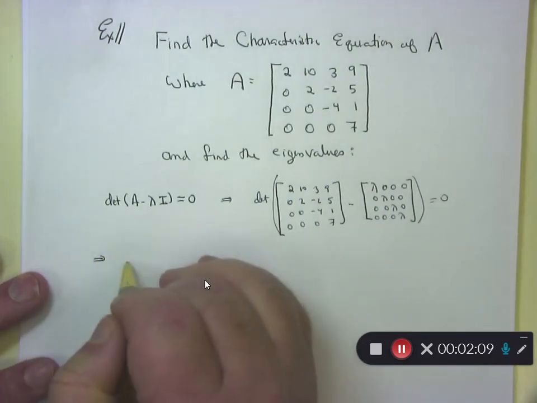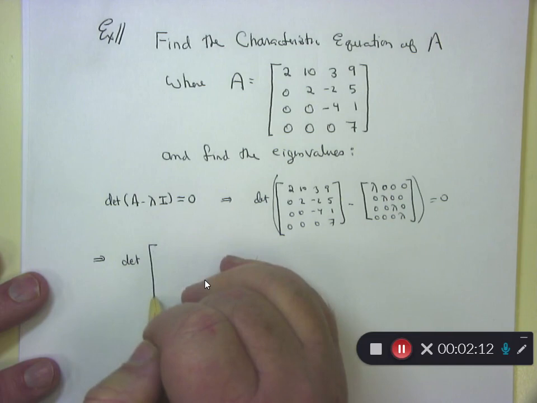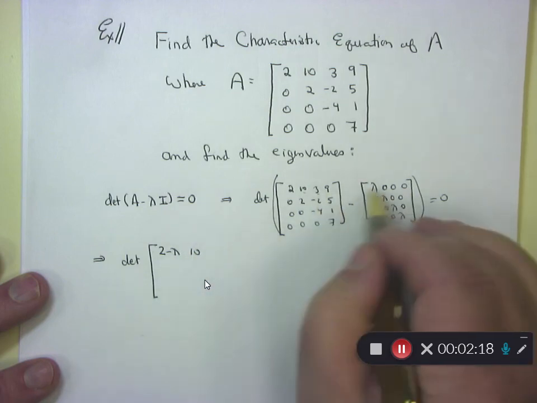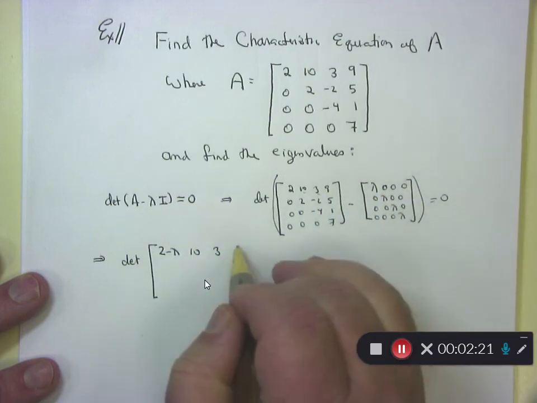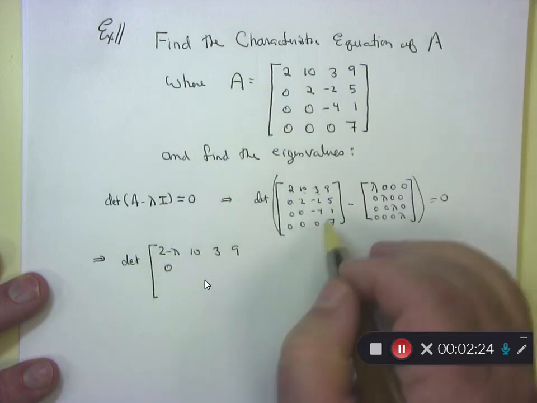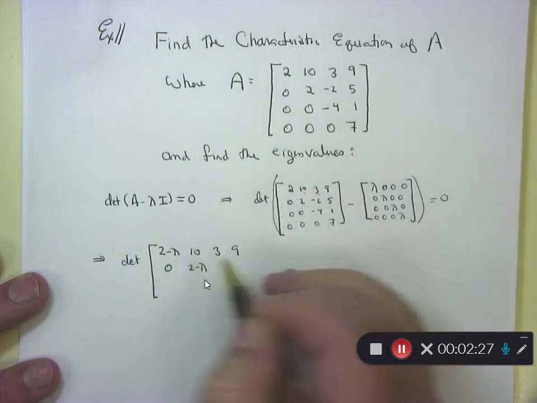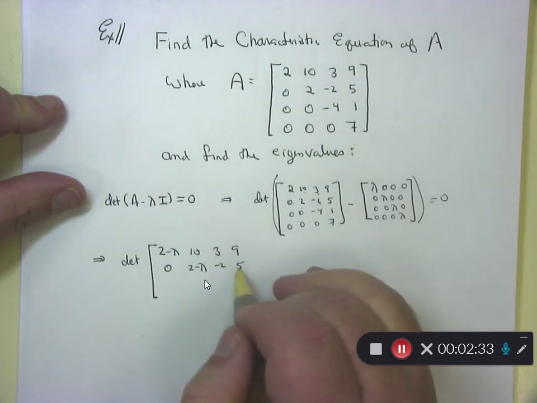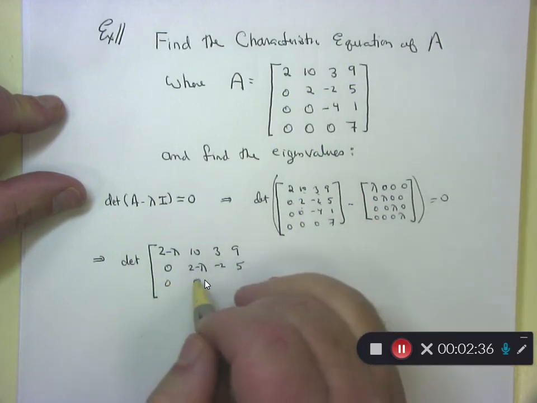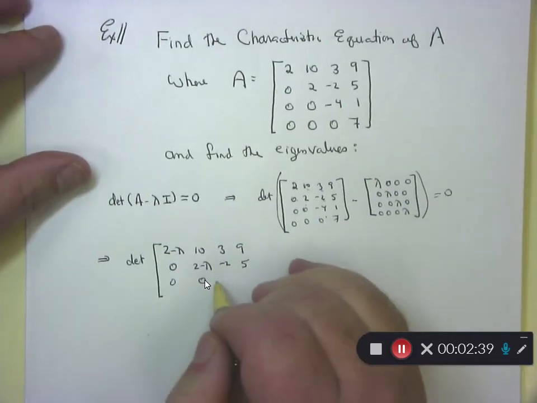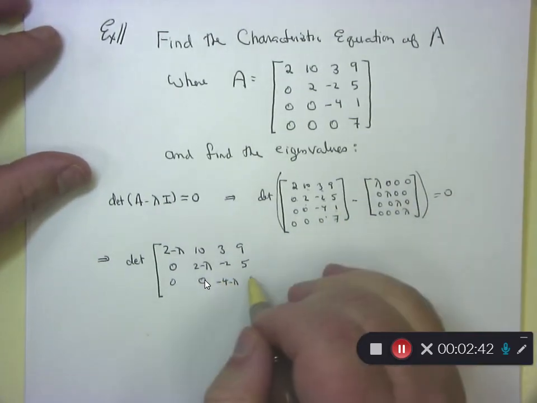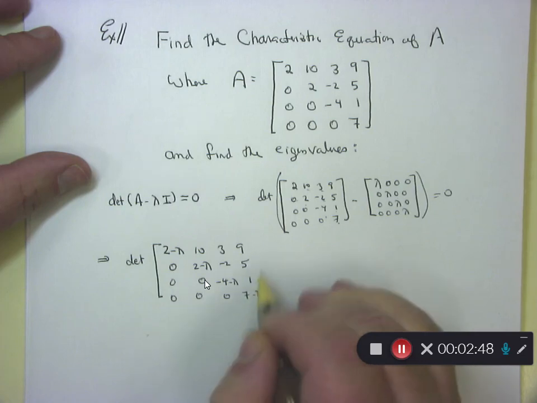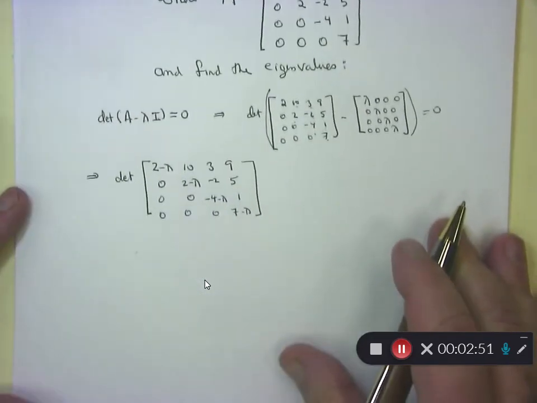So this will imply the determinant of 2 minus lambda, 10 minus 0 is 10, 3 minus 0 is 3, 9 minus 0 is 9, 0 minus 0, well, that's 0, 2 minus lambda, negative 2 minus 0, which is negative 2, 5 minus 0, which is 5, 0 minus 0 is 0, 0 minus 0 is 0, negative 4 minus lambda, 1 minus 0 is 1, and then 0, 0, 0, and then 7 minus lambda. So that's what it boils down to.